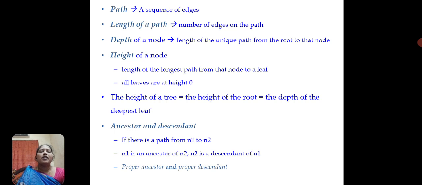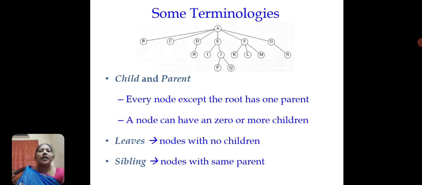So the height of a tree is equivalent to the height of the root, and the height of the root will be equal to the deepest leaf node depth. Regarding ancestor and descendant, if the node n1 is not equal to n2, in that case you can say that n1 is a proper ancestor of n2 and n2 is a proper descendant of n1. From the diagram you can see that D is the ancestor of H and H is the descendant of D. So this is what the ancestor and descendant terms mean.